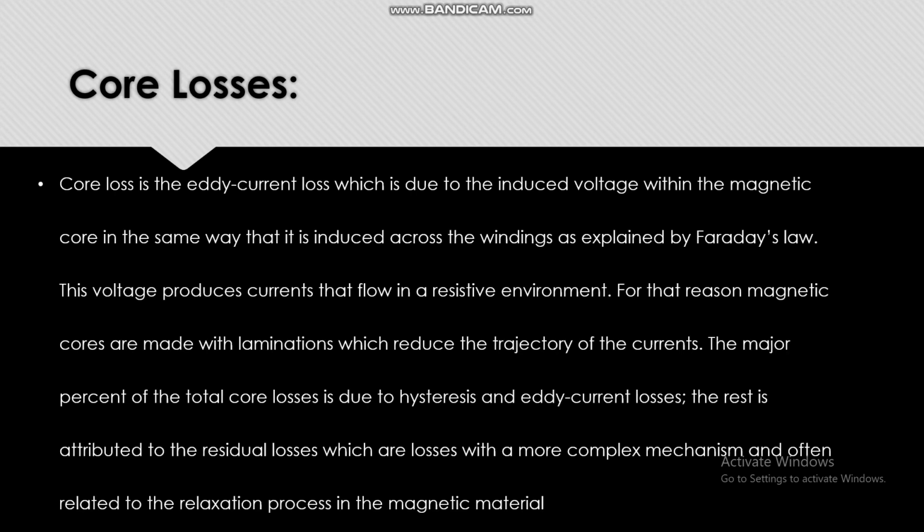The next of which is core losses. Core loss is the eddy current loss, which is due to the induced voltage within the magnetic core in the same way that it is induced across the windings, as explained by Faraday's law. This voltage produces current that flows in a resistive environment. For that reason, magnetic cores are made with laminations which reduce the trajectory of the currents.